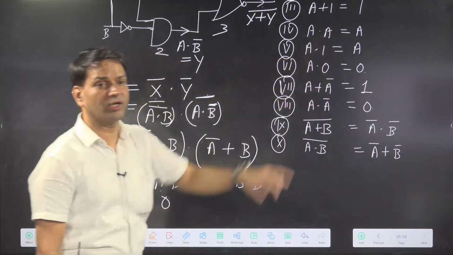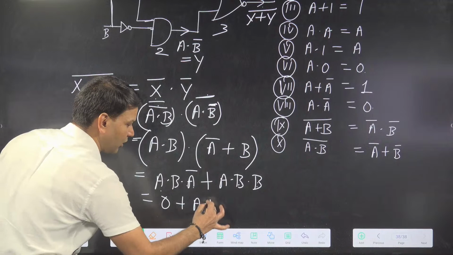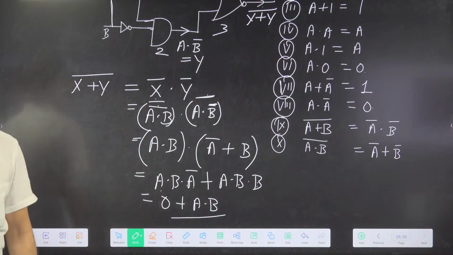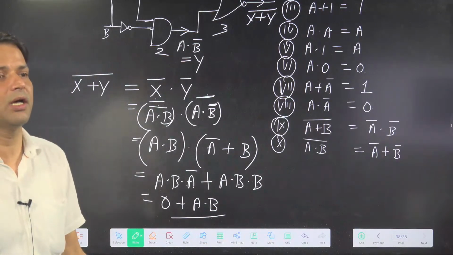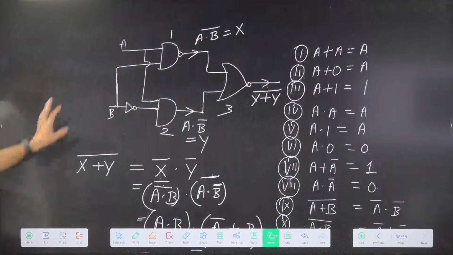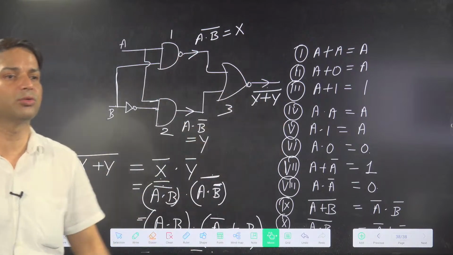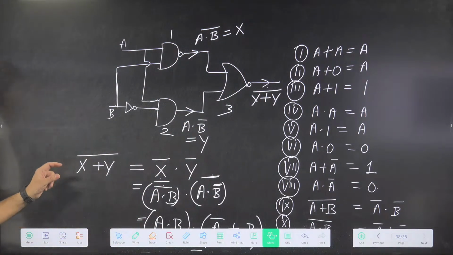A dot A, what will you get? A. Similarly, B dot B, what will you get? B. So then what did you get? A dot B. A dot B, it means the output is the AND gate. You started with AB input, but what is the output you are getting? A dot B. So this circuit is equivalent to the AND gate. Everybody got it or not?